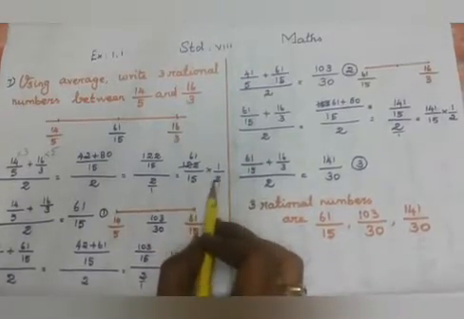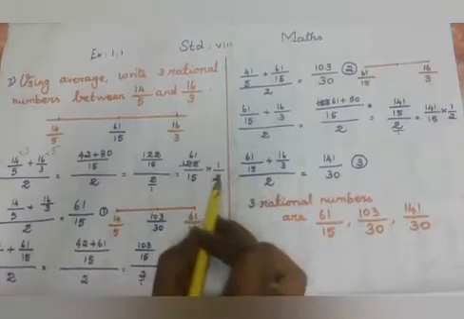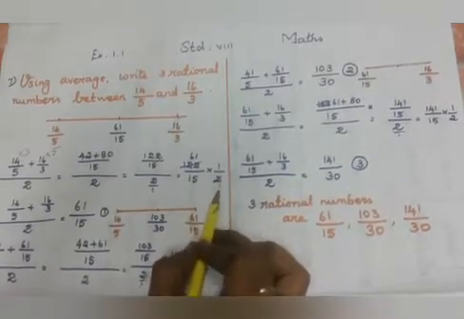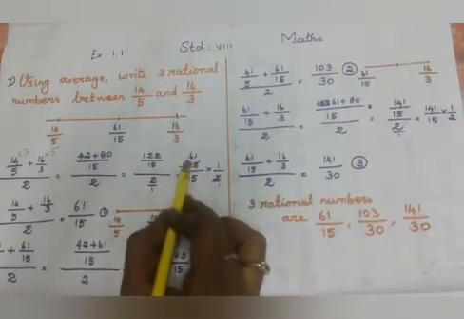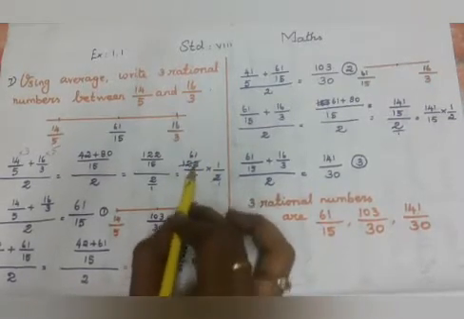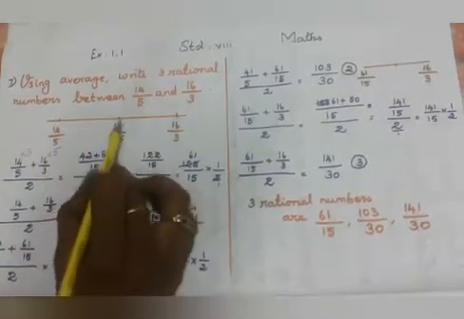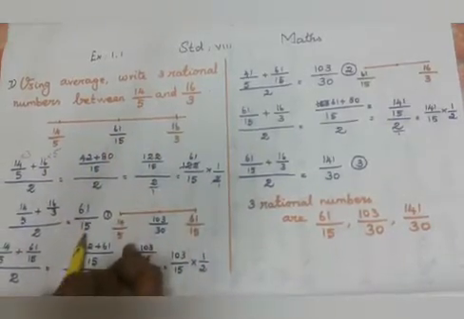Now we cut the values by 2. Both are divided by 2. 1 2 is 2, and here 6 2s are 12. 1 2 is 2. So we got 61 by 15. In between the gap we have 61 by 15.